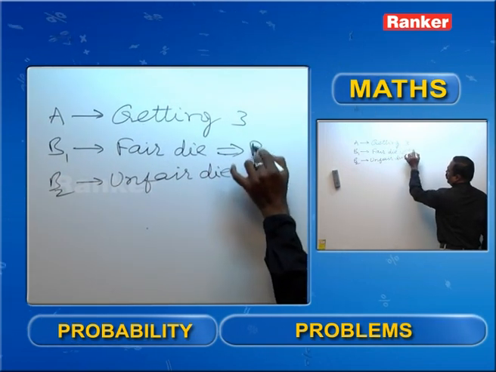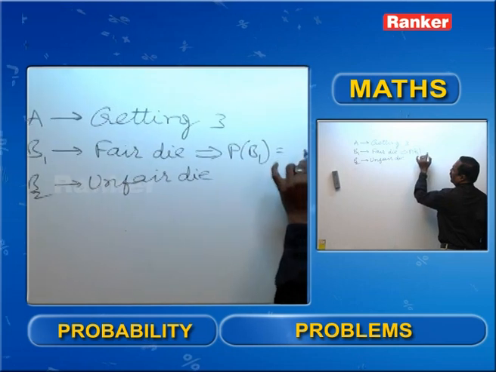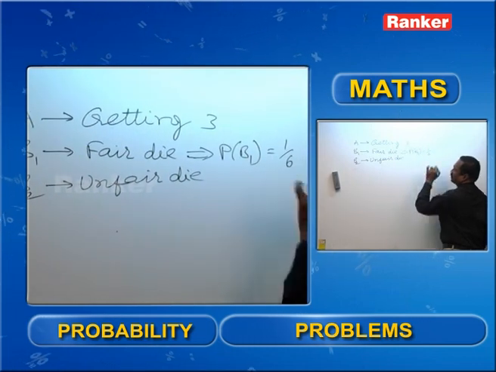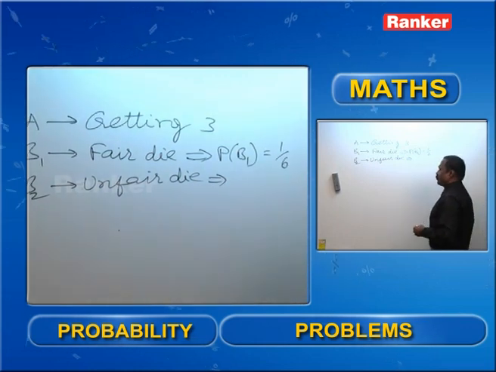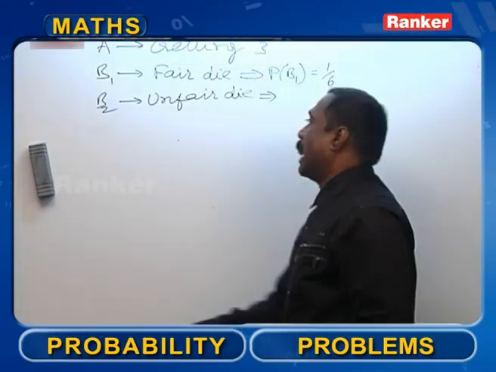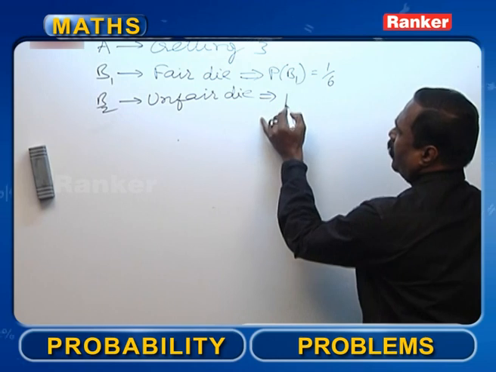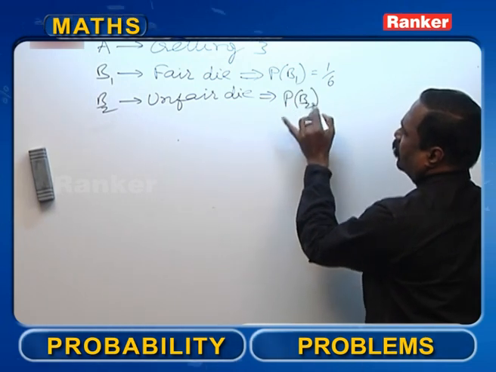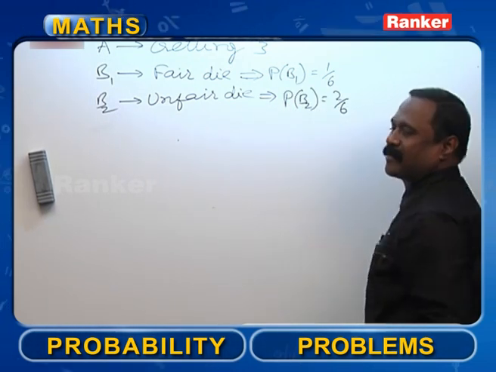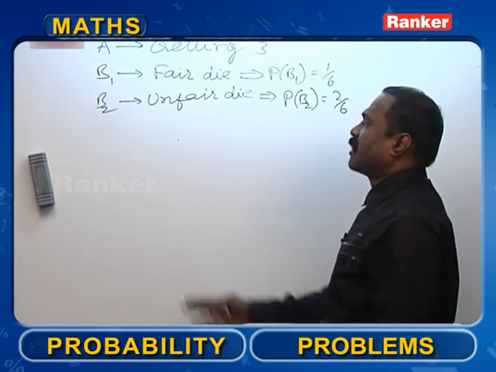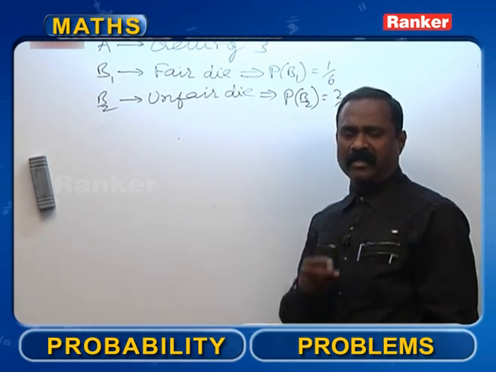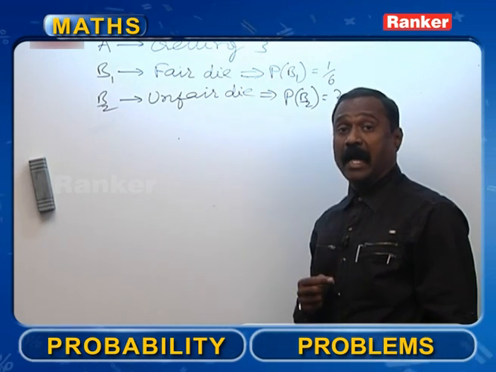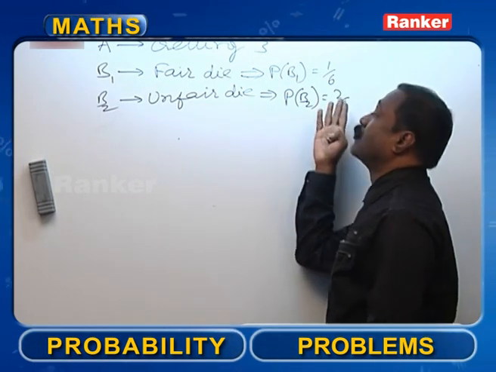What is the probability of getting 3 on B1, the fair die? It is 1 by 6. What is the probability of getting 3 on the unfair die? It is nothing but P of A after B2, which is 2 by 6. Understand? Why 2 by 6? Two 3s are there. You can see in the problem, in the second sentence, the second die has two 3s. That is why it is 2 by 6.